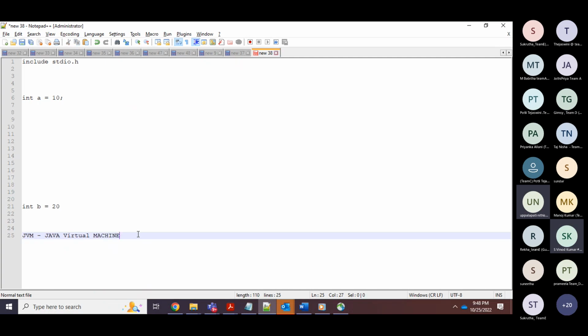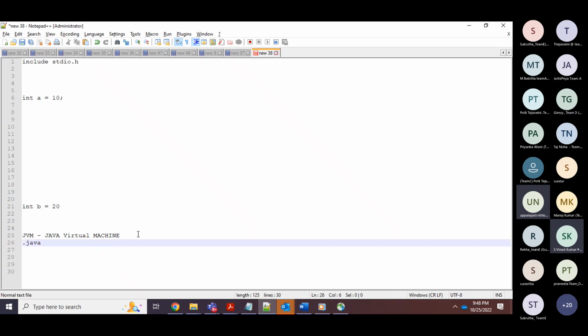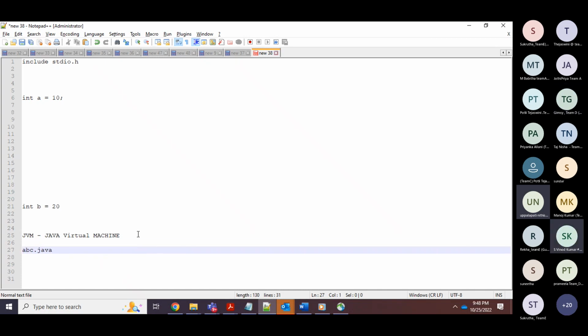This guy is the one who does the compilation process. This guy's name is JVM, Java Virtual Machine. Now, to understand a little bit more, all Java classes will end with .java, correct? If you create a class, abc.java, by seeing this we'll say it is a .java file. So this is the extension. By seeing the extension, we'll say this is a Java file.